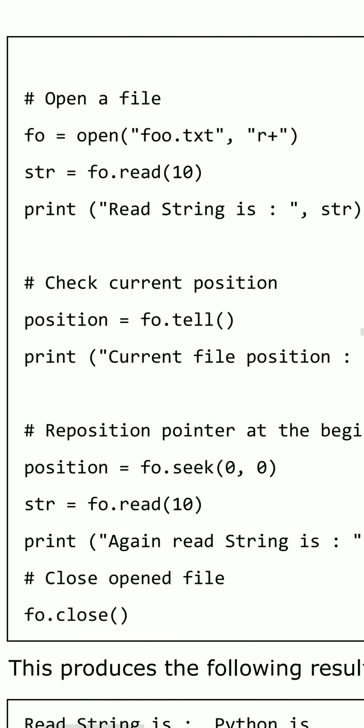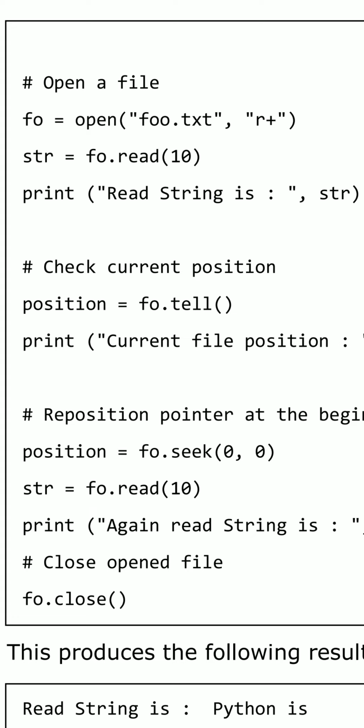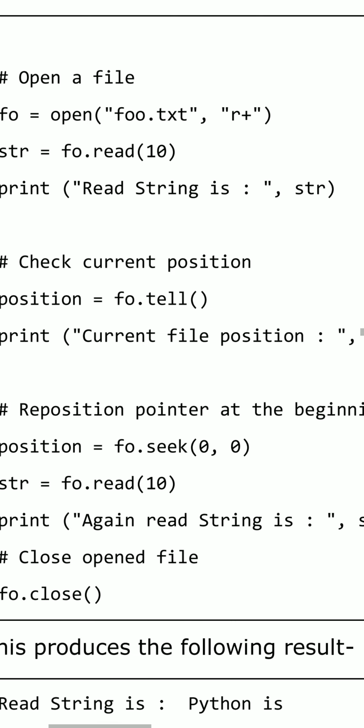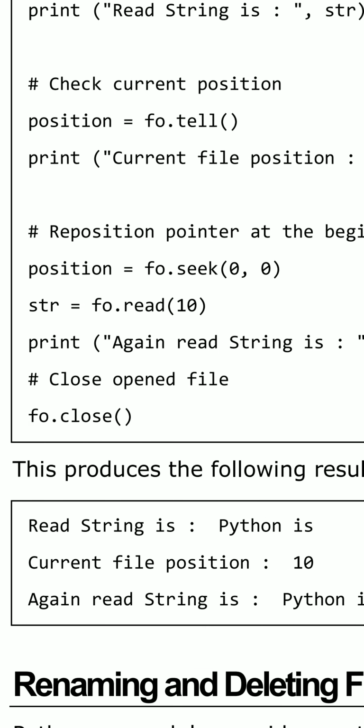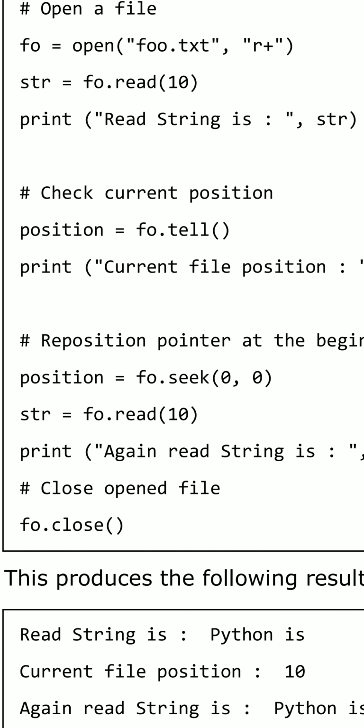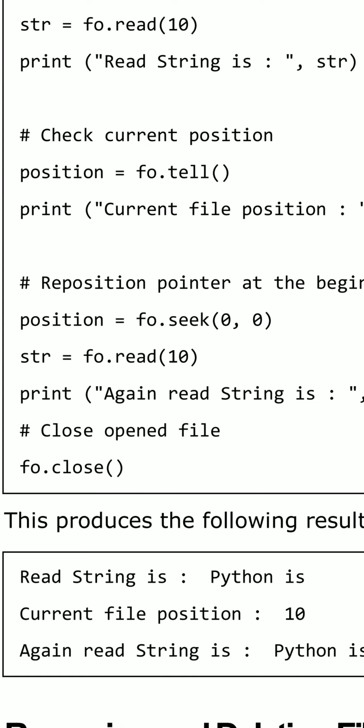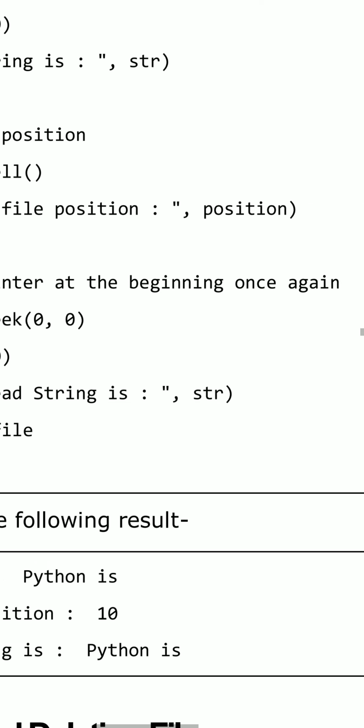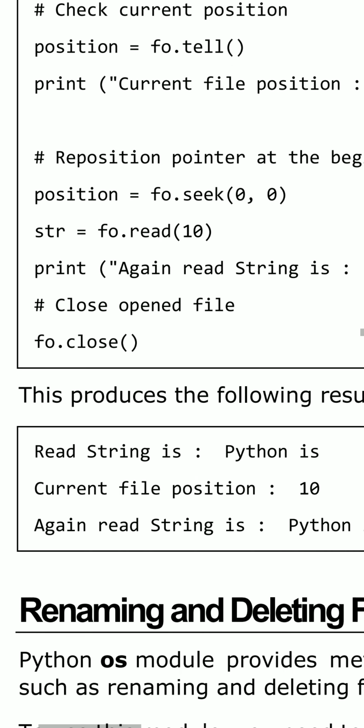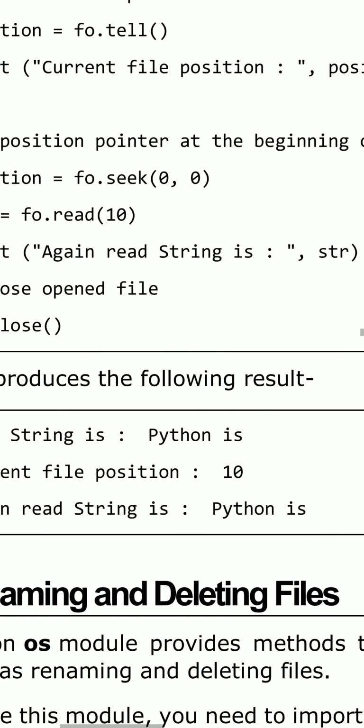Suppose I have opened a file, fo is a variable, and it is initialized to open the file fo.txt. This file is already created and is opened in r+ mode. Then string is equal to what I have read, 10 lines, and the value is stored into the string, and the same string is printed onto the output. How many lines I have read so far are printed onto the output screen. Next, the current position in the file is printed onto the output screen. Next, reposition the pointer at the beginning.